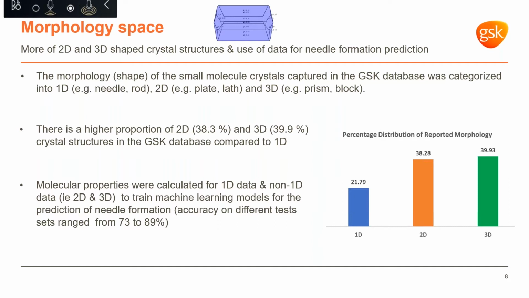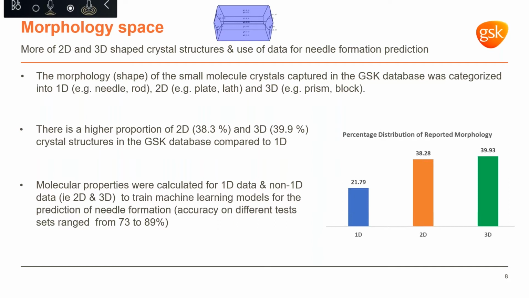So in GSK, first of all, there has been accurate recording of the morphology or the shape for many crystals, since they have been routinely case indexed. The morphology of the small molecule crystals captured in the GSK database was manually curated. So we looked at each entry and we did a curation for this data. So it was categorized into 1D, 2D, and 3D crystals based on the habit description of each entry in the database.